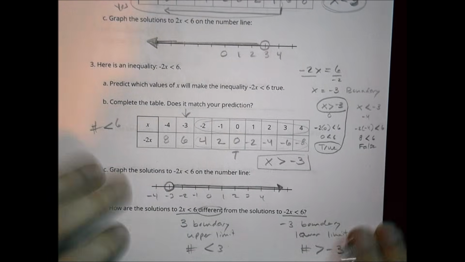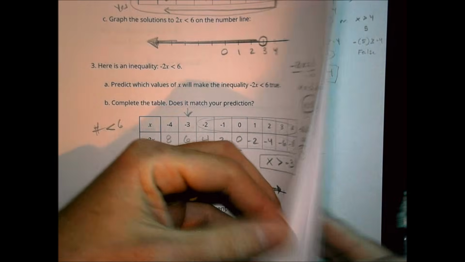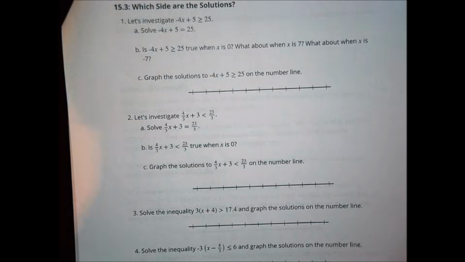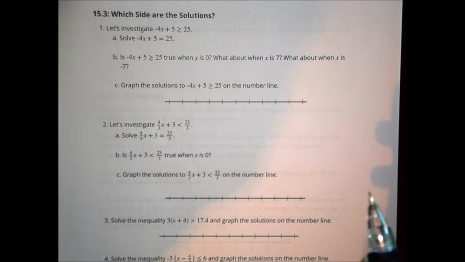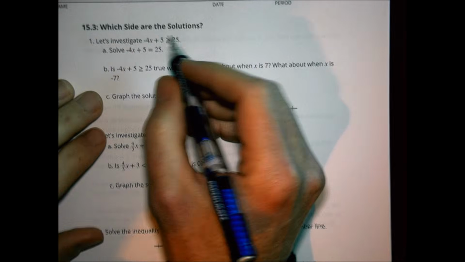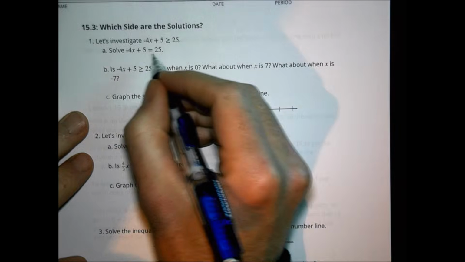Okay, now we're going to go to activity number 3, which is called which sides are the solutions. We're going to have several different equations or inequalities here that we have to work at solving and graphing, going through the process of finding the boundary and then testing some things out to find out the direction of the inequality. They begin by doing what we've been doing, setting it up as an equation and first solving.